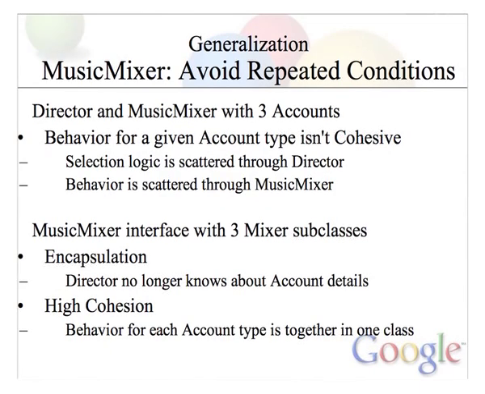And in the music mixer, we had the director with the music mixer and 3 accounts. The behavior for a given account type isn't cohesive. It's scattered throughout the director. And it's also sort of scattered throughout the music mixer, as we saw there were different methods for each feature. When we instead go with the 3 mixer subclasses, we end up with encapsulation. The director doesn't even know about the account. All it knows is the mixer by the interface, and somewhere else is making the decision of which mixer to use. We also have much higher cohesion because the behavior for an account type is together in one of these mixer classes.